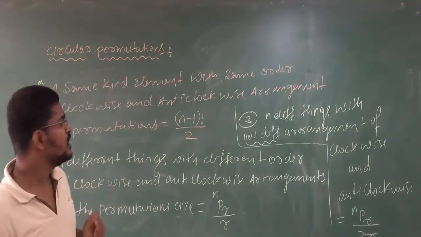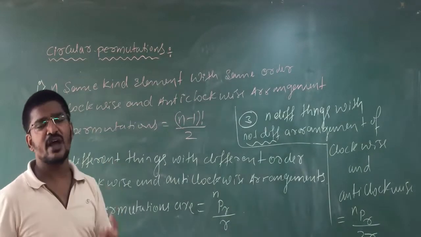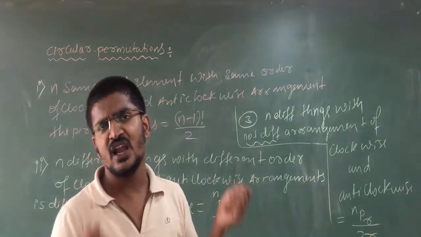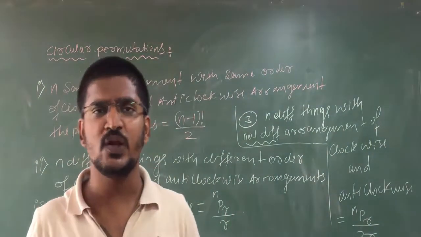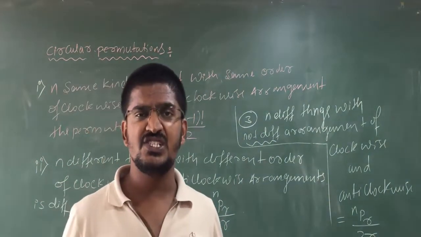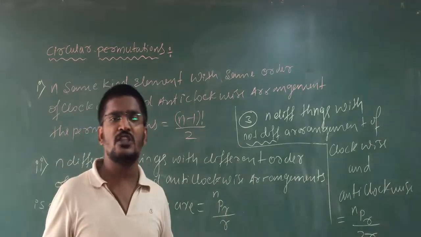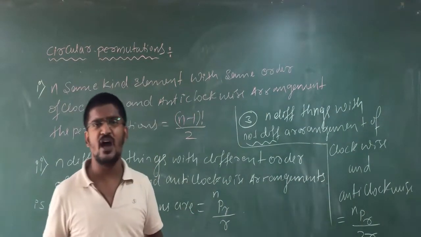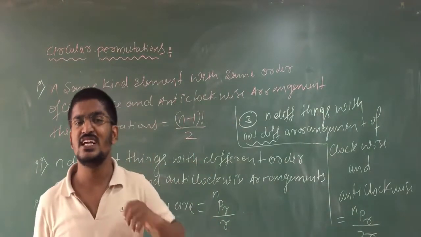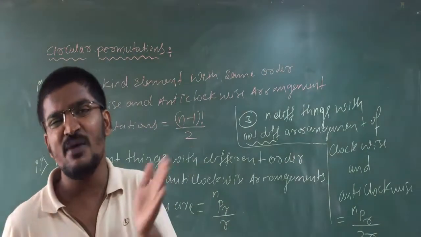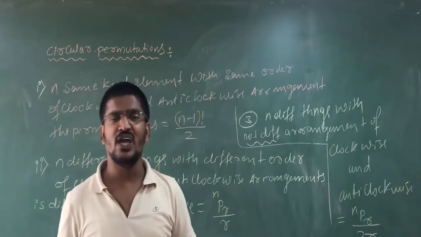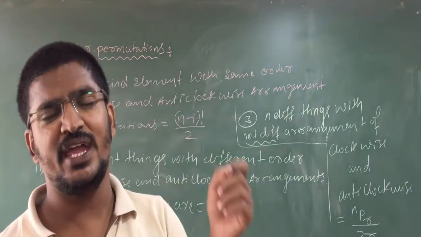Very, very important formulas. First one, same kind of things, same kind of order for clockwise and anti-clockwise. Permutations are (n minus 1) factorial divided by 2. Second one, n different things taken at a time and they are arranged in different order. Therefore, the permutations are nPr divided by r. Third one, n different things are taken and arranged in the same order of clockwise and anti-clockwise. Then the permutations are going to be nPr divided by 2r.